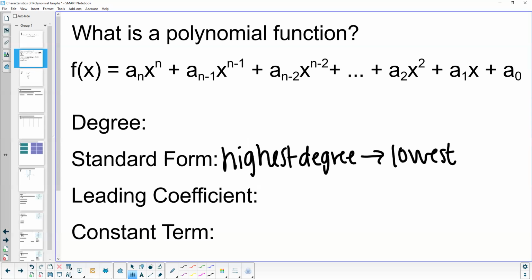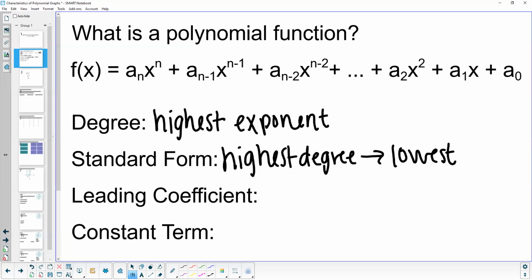Now, when I say degree, you might be wondering, what is a degree? Well, a degree is the highest exponent, or the exponent value. So we're going to go from the highest exponent, so the first number has the highest exponent, all the way down to the lowest one. So that's kind of how we determine what the degree is. So from highest to lowest, we will write it this way.